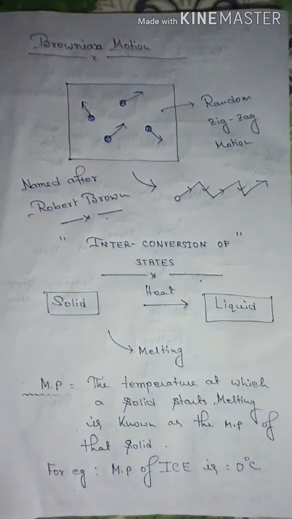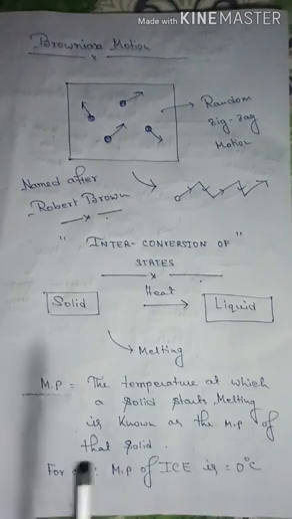This process is called melting. The conversion of solid into liquid is called melting. For example, ice melts. If we give heat to ice, the ice melts at some temperature.